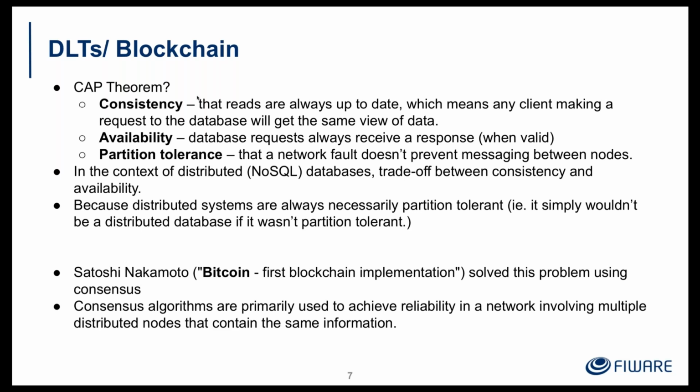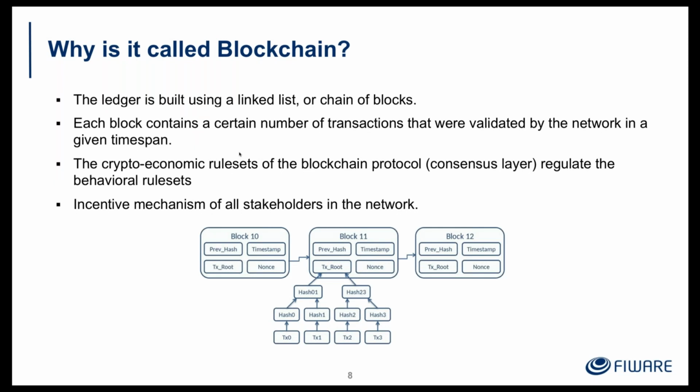There are various consensus algorithms, and the main goal behind these algorithms is to achieve reliability in the network involving multiple distributed nodes containing the same information. Now, why is it called a blockchain? This ledger is built using a linked list or a chain of blocks, where each block contains a certain number of transactions that were validated by the network at a given timestamp. The crypto-economic rule set of the blockchain protocol regulates the behavior of participants. For example, when the consensus is performed and you are one of the miners on the network, you get rewarded.